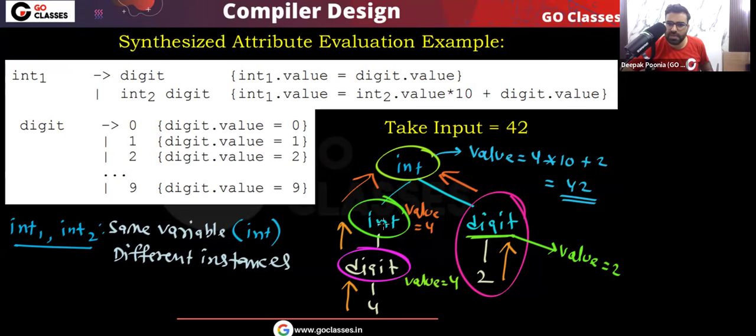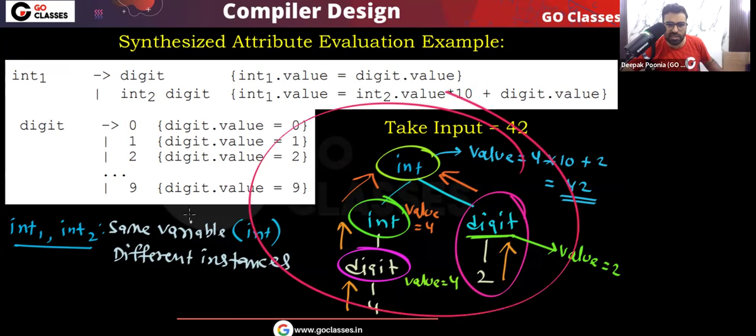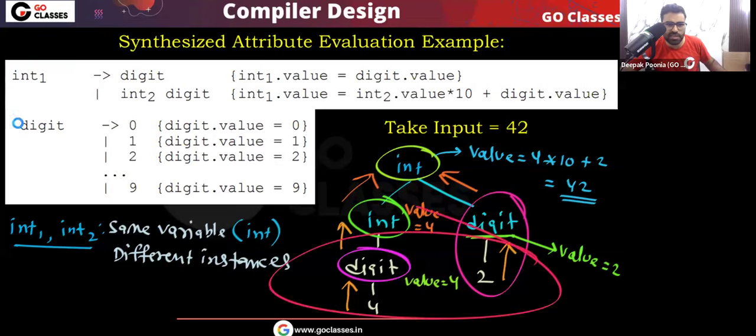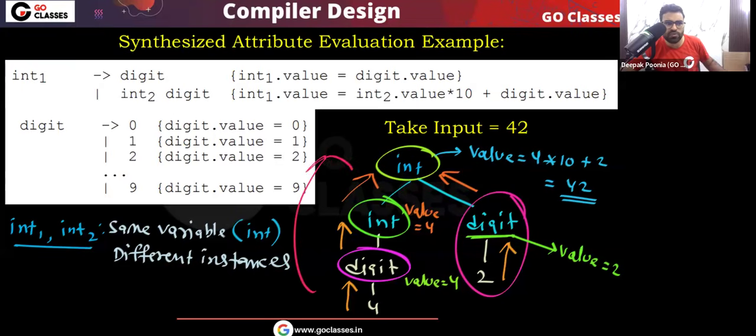Very simple, right? So you can see using synthesized attributes, the information is flowing upward, means the information is flowing bottom up. The information is flowing from children to parent. Okay, so you compute the attribute values for children, then from that you can calculate the attribute values for parent. So using synthesized attributes, the information flows bottom up. Okay, very simple. I hope you understood.